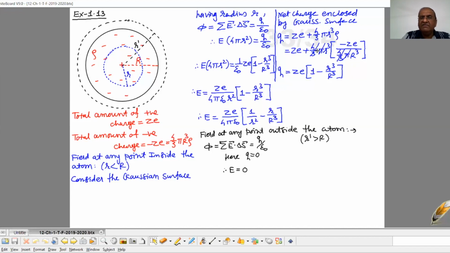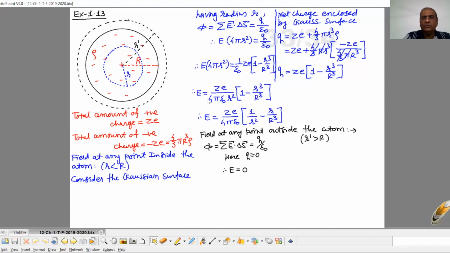So resultantly we will get this 4 by 3 pi cancelled, and we get Q equal to, taking Ze common, Ze into 1 minus small r cube upon capital R cube. Substitute this value of Q in this equation. So E into 4 pi r square equals 1 upon epsilon 0 into Ze into 1 minus small r cube upon capital R cube.